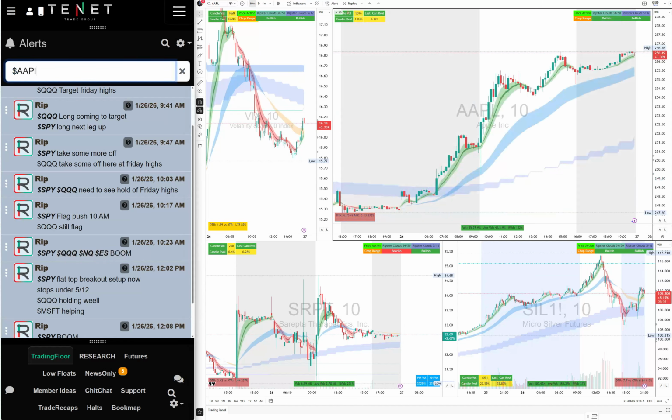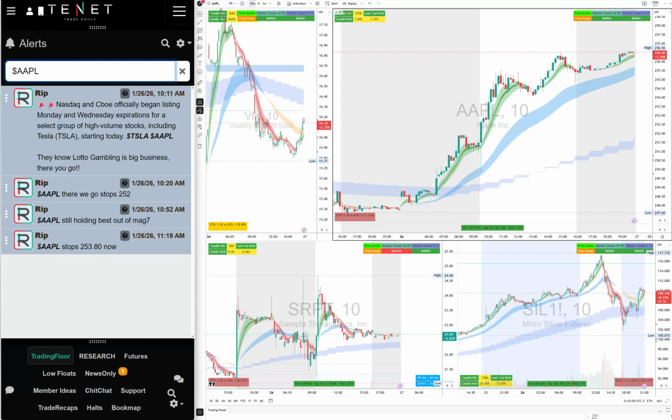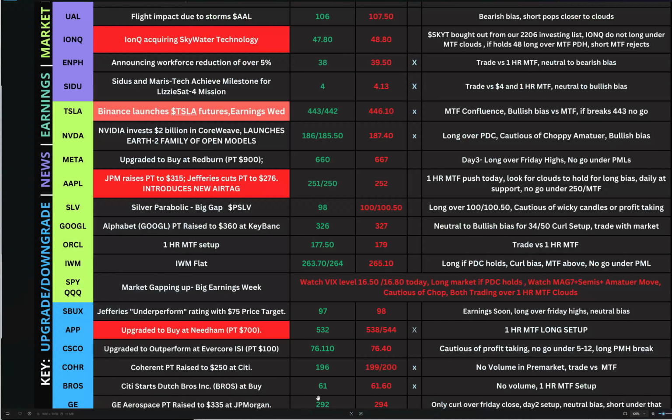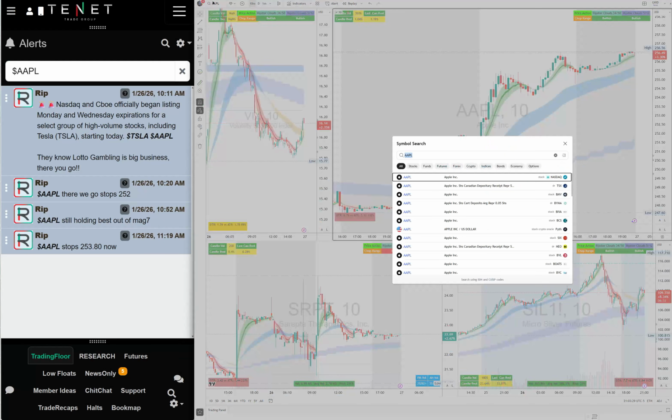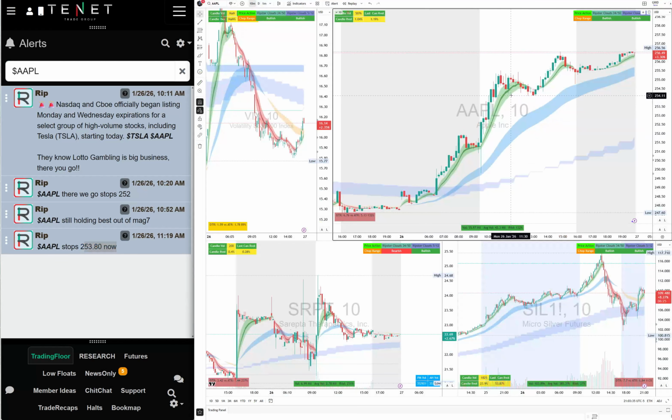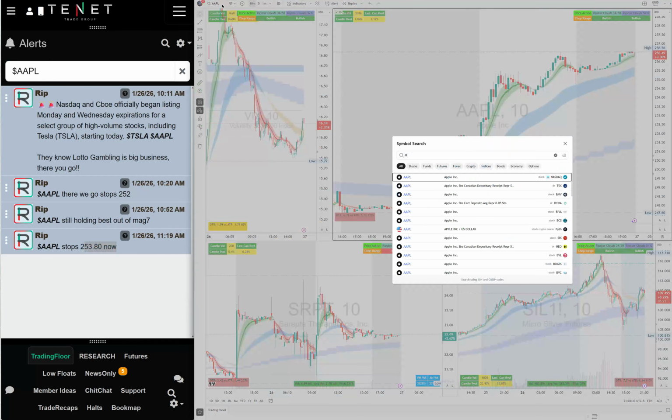If you look at our Apple plan in the pre-market, I told the traders that we're going to long Apple because JP Morgan has a price target raise. I made it red. I said 1 hour MTF push, look for clouds to hold for a long bias. No go under 250. That was the long bias. As soon as this candle pushes over the 512 pre-market highs, you long it and hold it. Of course, it undercut 512 and reclaimed, but that was the long, and that was helping SPY as well. I gave the 253.80 stops, and it actually held all day long.